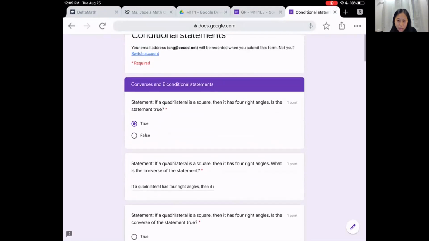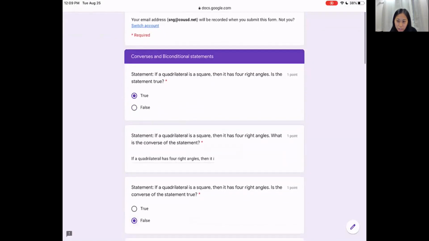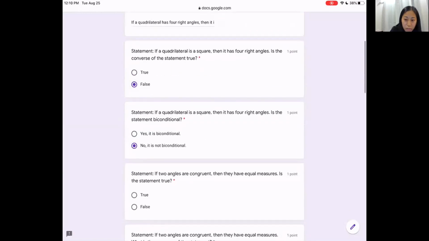All right, so somebody can't get the last page. Let me type to you. The first one's true. Then, if a quadrilateral has four right angles, then this is a square. Then the next one's false. Then the next one's no, not biconditional.